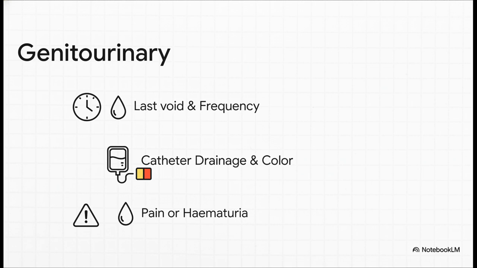We need to ask them about their last void, their urinary continence, and their frequency. We need to ask specifically if there's any pain on voiding, any hematuria, meaning blood in the urine, or any unusual urgency. And if the patient has a catheter, that requires its own physical check. We ensure it's secured properly, note the color of the urine draining, and verify that the device is actually dated.